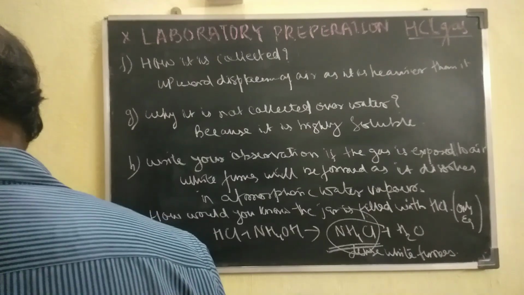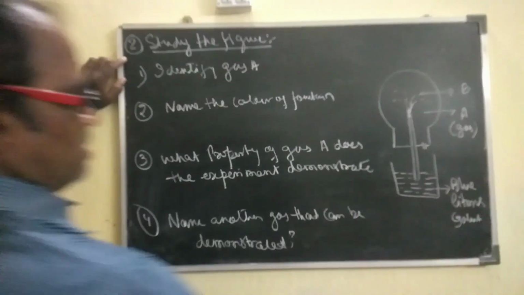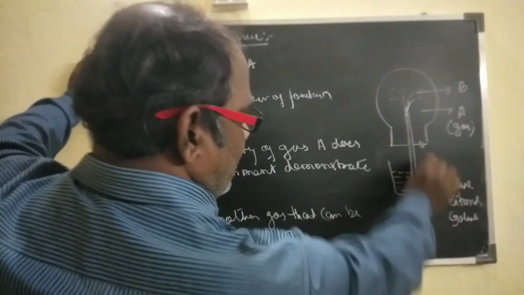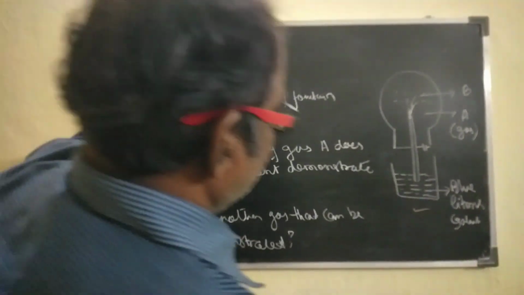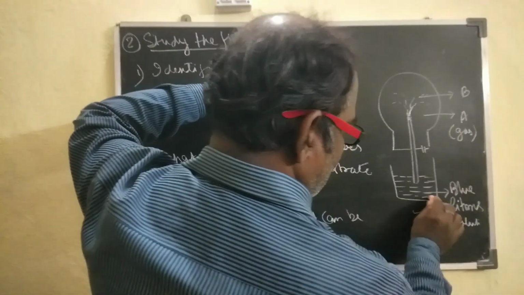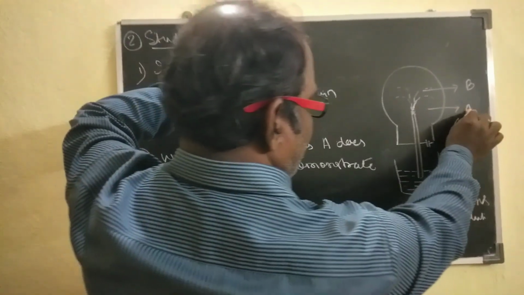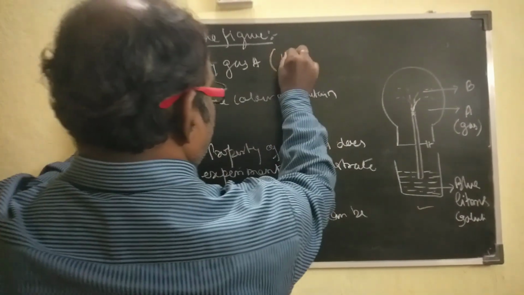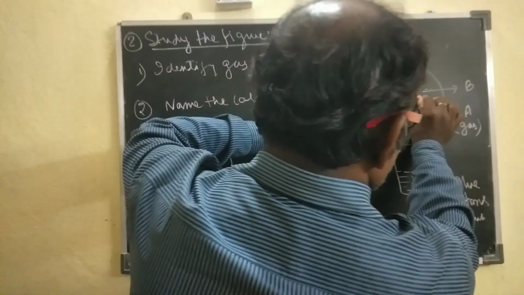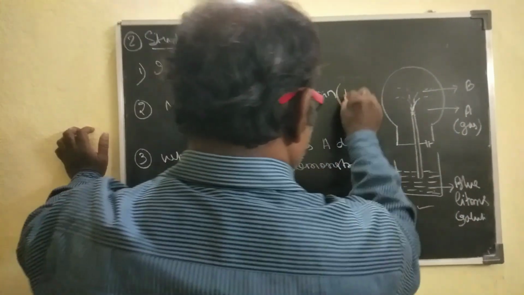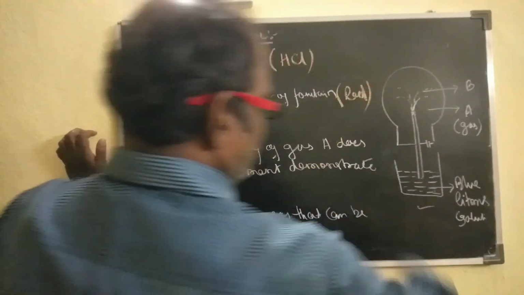Now next, one more question you may get in ICSE exam. The diagram will be given in this way, and here you have to identify gas A. So here this is blue litmus solution. So here you are getting gas A. Obviously it must be HCl. Next, name the color of the fountain. The color of the fountain will be red as acidic in nature.